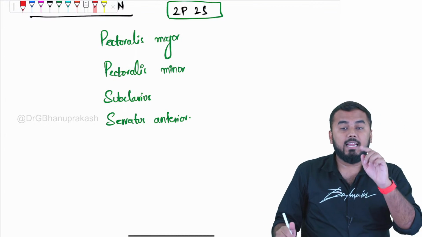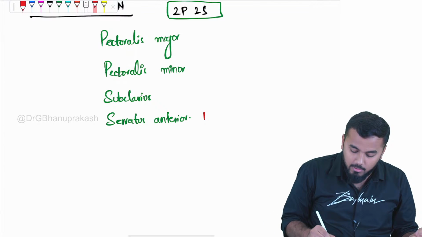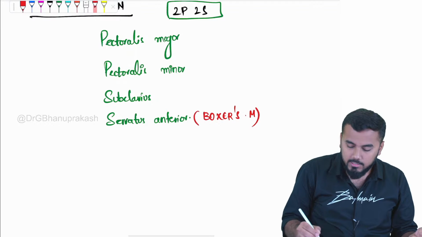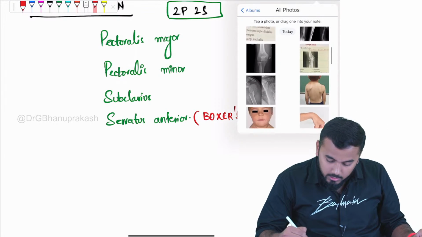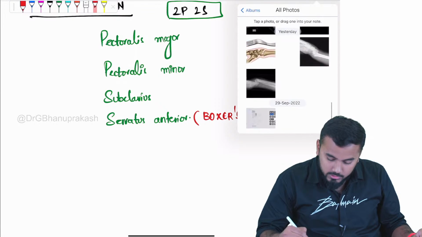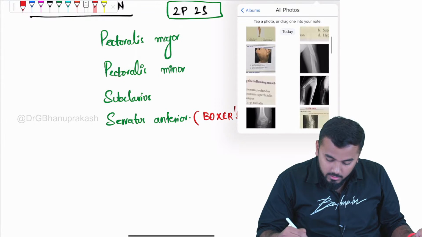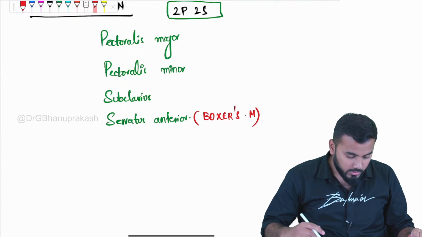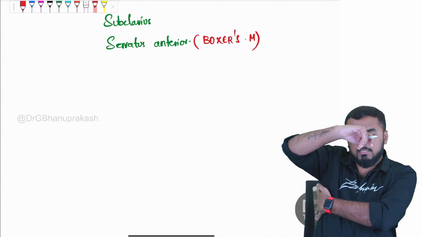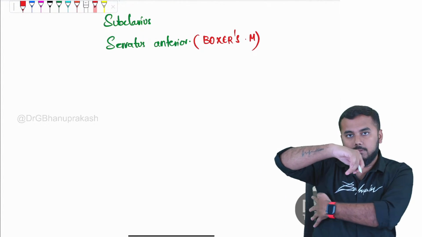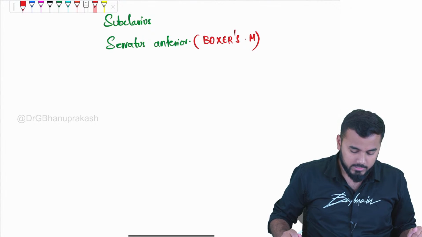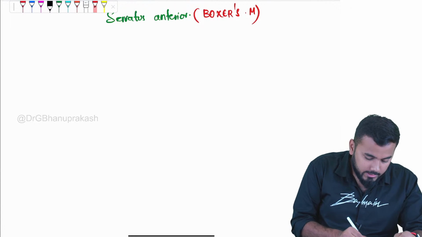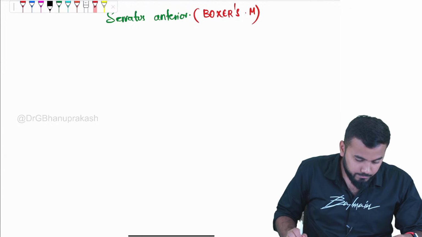Remember one thing, serratus anterior is called as your boxer's muscle. So if any one of you don't know how this serratus anterior looks, I don't have a picture as well, right? But I'll try to put up something. I'll show you later on. See, this is serratus anterior. Here you will have the serratus muscles, okay? These are serratus anterior muscles.